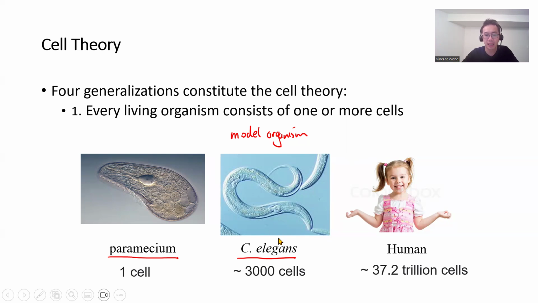So C. elegans is microscopic. You can't really see them with the naked eye. It has about 3,000 cells in it. And when it comes to humans, we have trillions of cells, 37.2 trillion cells. This is, of course, just an estimation. So the point is, the first part of the cell theory: whether you're big or small, it doesn't matter. You are always going to be made up of cells. If you are living, you are made up of cells, at least one, but can be many.